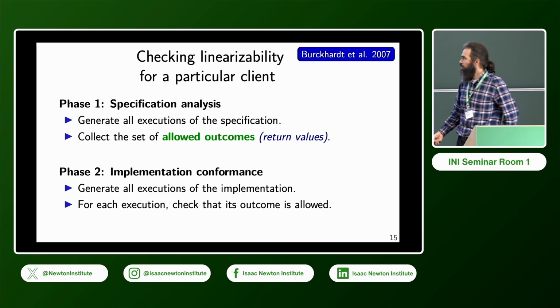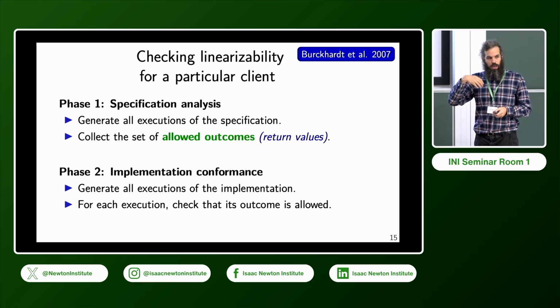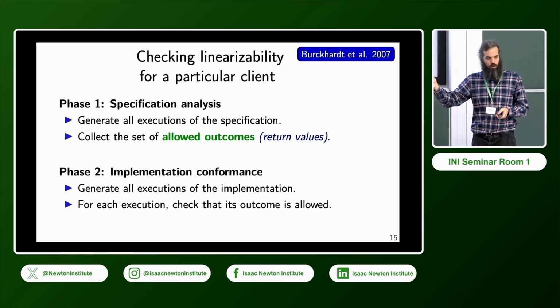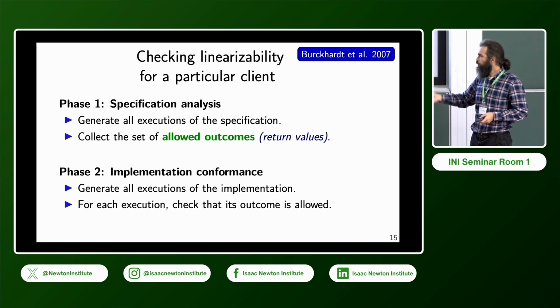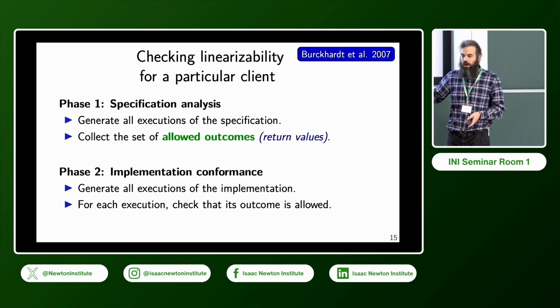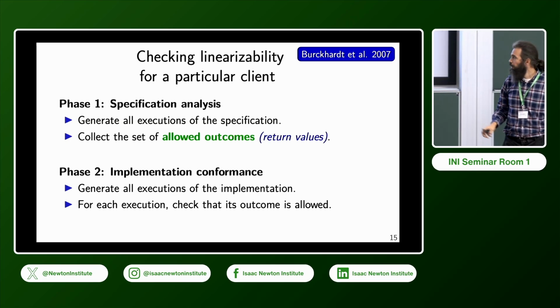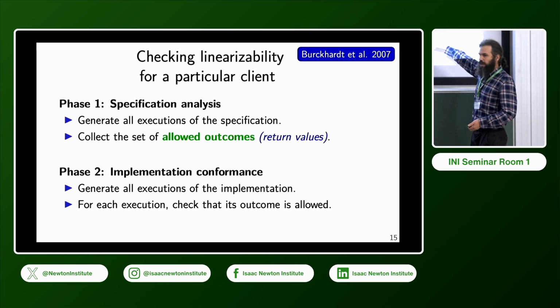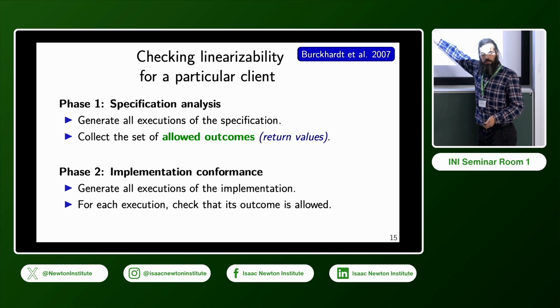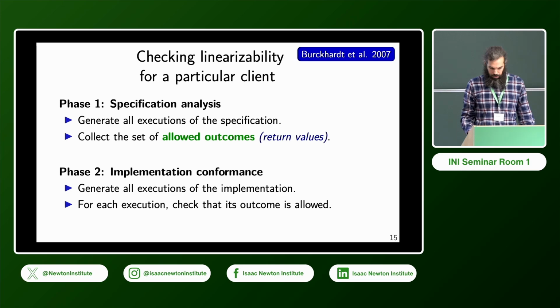And now you do the same thing with the implementation. So you plug in the implementation to the client, and you exhaustively enumerate all the executions of that. And for each execution, you check that the return values of the methods are among those that are allowed by the specification. So this was done also quite some time ago. And in fact, the second phase was done using a SAT solver, not by explicit enumeration. But the basic idea is this.